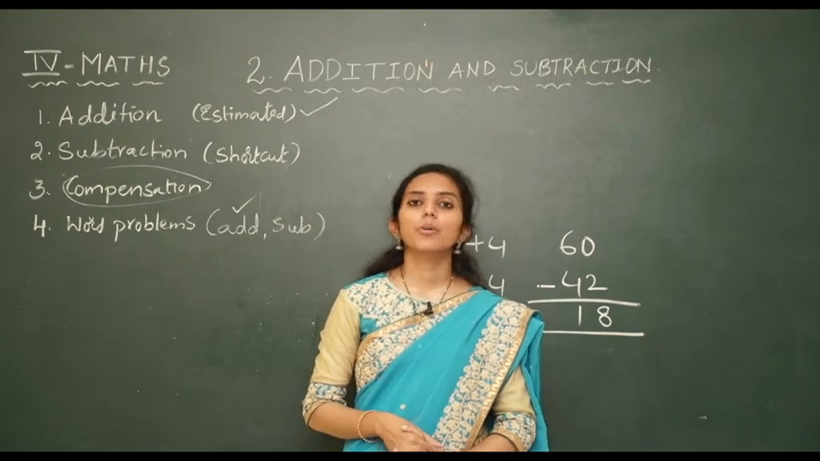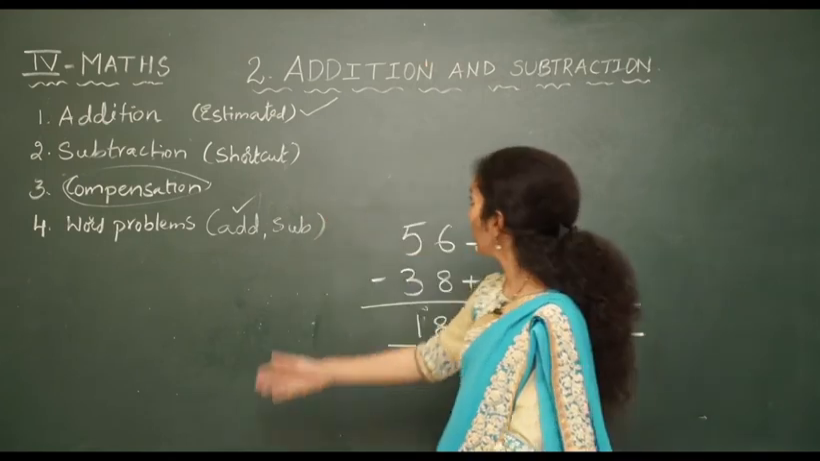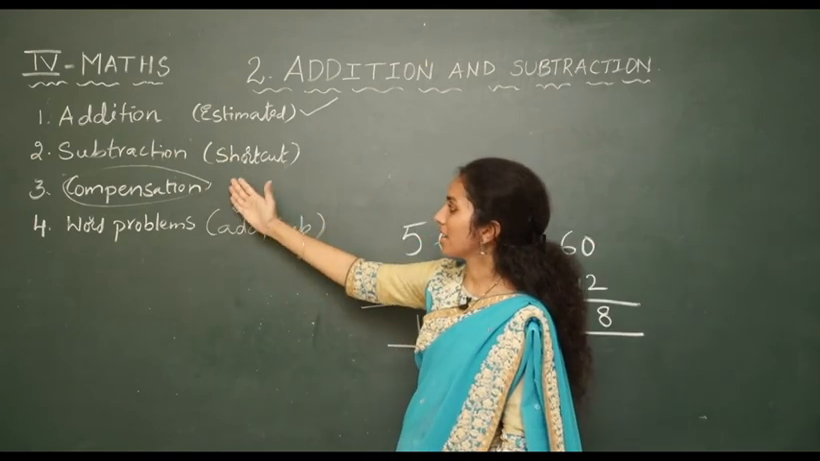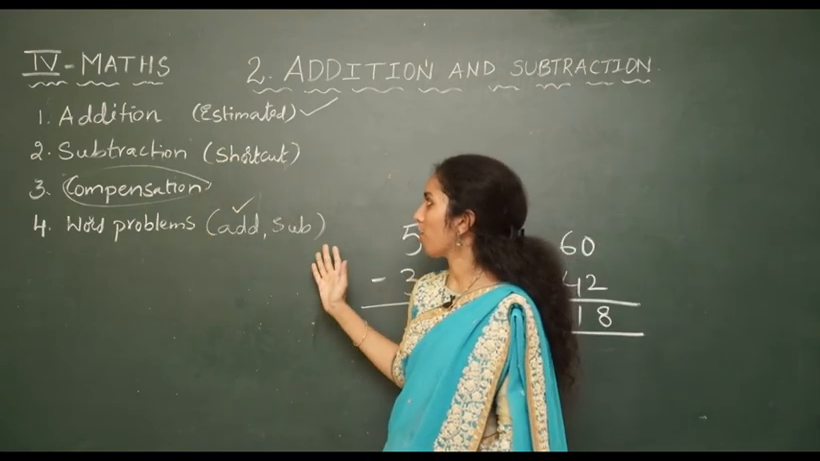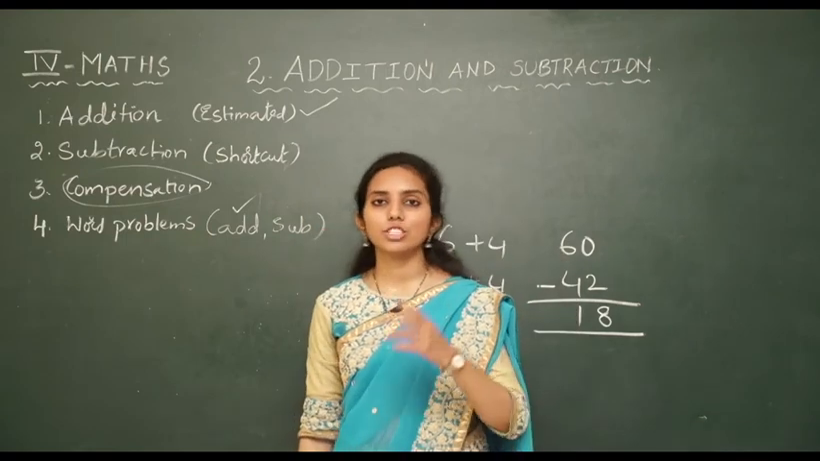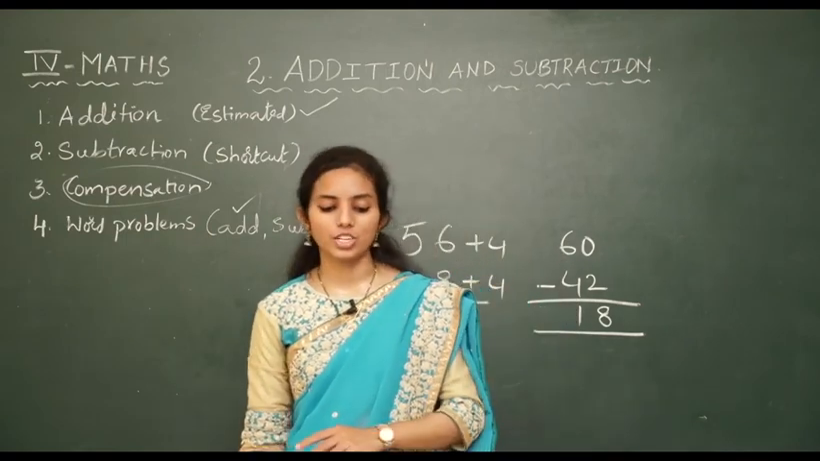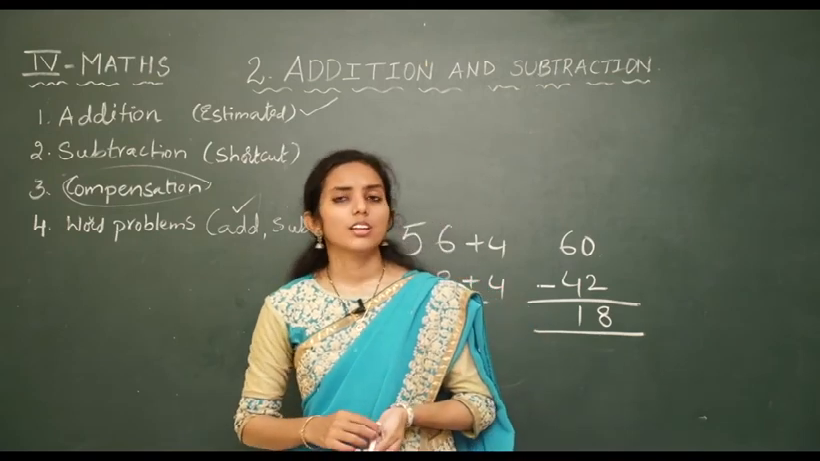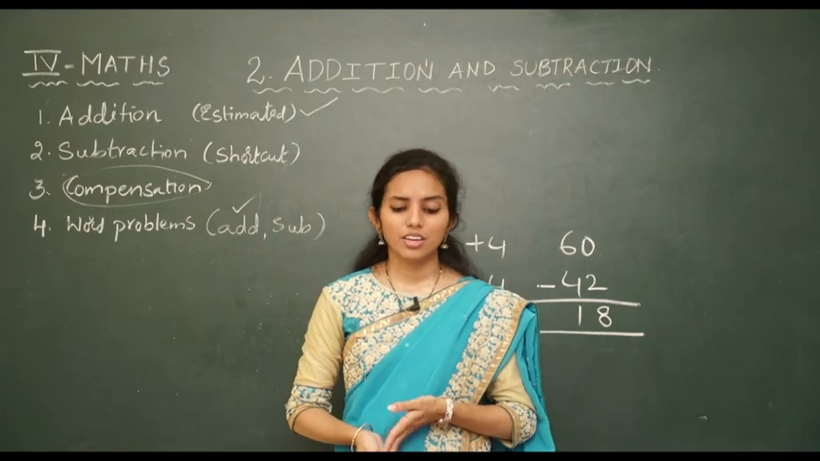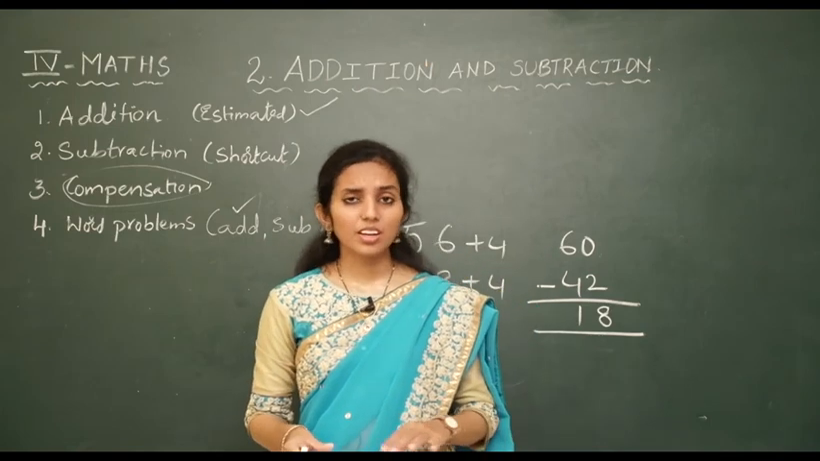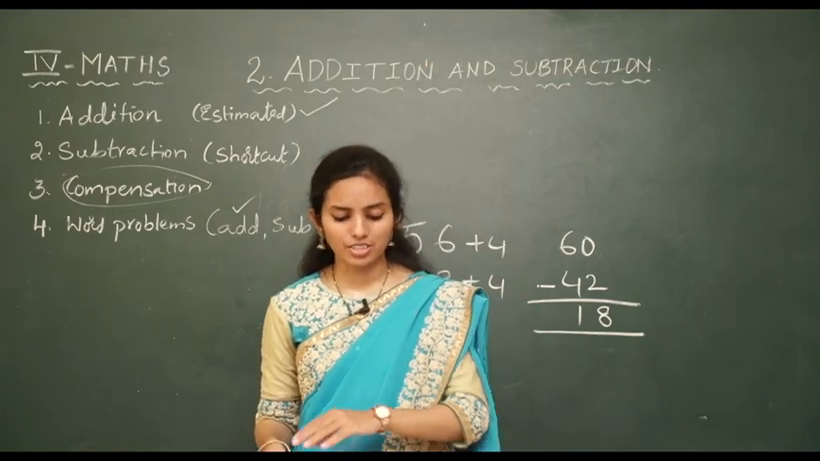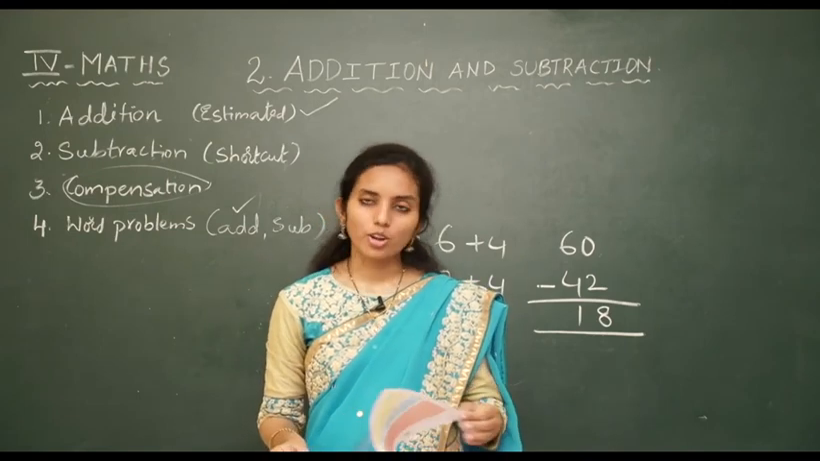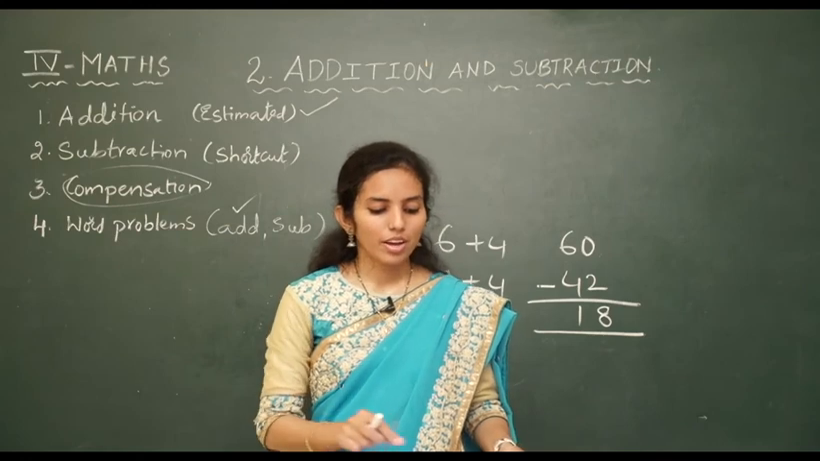So with this problem, we have completed our second chapter, addition and subtraction. In this chapter, we have seen addition, subtraction, compensation, word problems, shortcut method, and estimated addition and estimated subtraction. Here we have a chapter drill which is very easy. We just have questions of adding and subtracting, estimated subtraction and addition, shortcut method of subtraction, and also compensation problems.